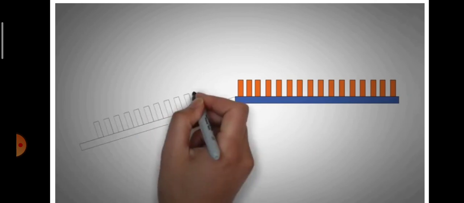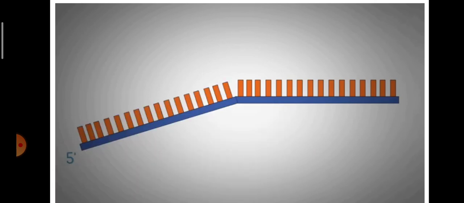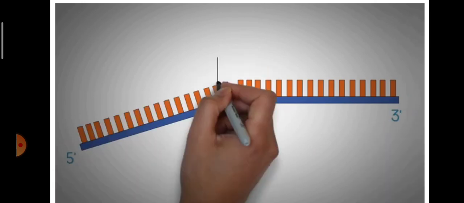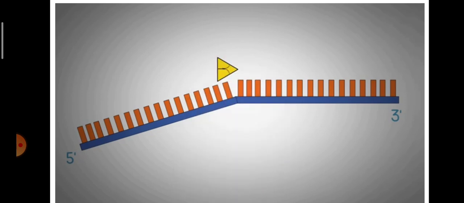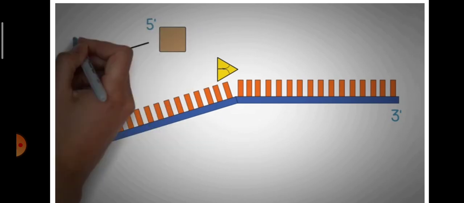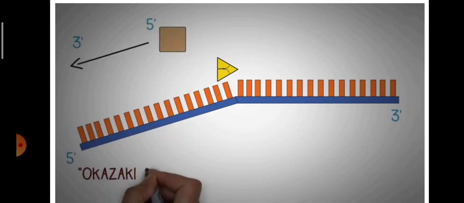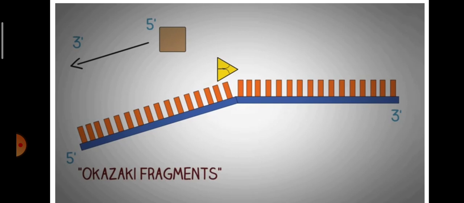Now we will take a look at the lagging strand, which runs from the 5' to the 3' direction. We can see that the main problem on this strand is that the DNA helix is being opened up in the opposite direction of the direction in which the DNA polymerase synthesizes a new DNA, which is from the 5' to the 3' direction. Now this problem is solved by formation of new DNA in short segments known as the Okazaki fragments.